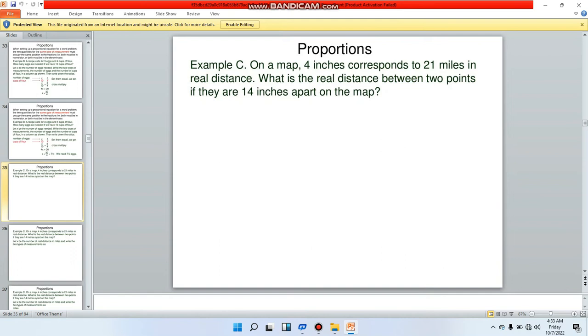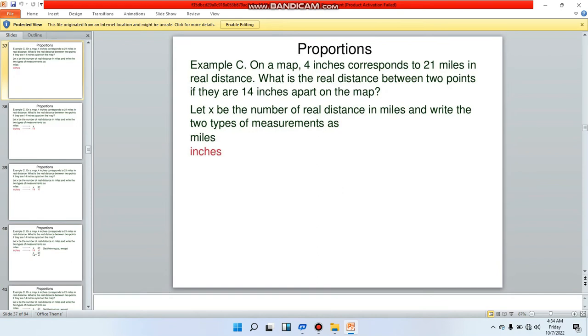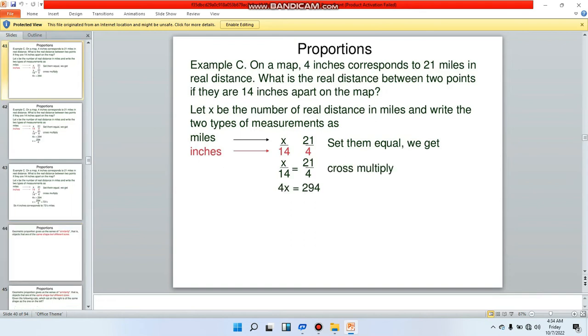Example C. On a map, 4 inches corresponds to 21 miles in real distance. What is the real distance between 2 points if they are 14 inches apart on the map? Let x be the real distance in miles and write the two types of measurements as miles and inches. Miles denoted by x, inches 14, x over 14. Set them equal, x over 14 and 21 over 4. This will easily solve the value of x, that is 73.5 miles.